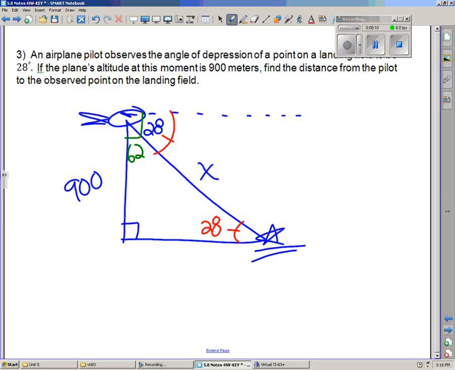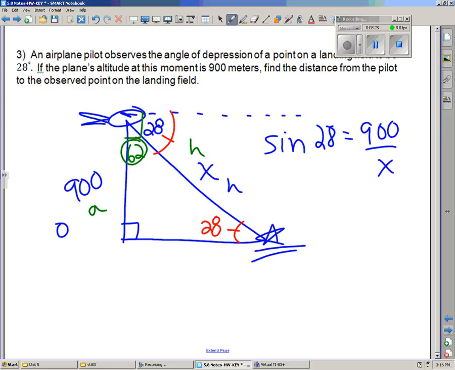If we use the 28, we've got our opposite, we've got our hypotenuse, and we've got a sine again. So sine of 28 equals 900 divided by x. If we use the 62 degrees, we've got adjacent and hypotenuse. And this then would be cosine of 62 equals 900 over x. Either one of these will give you the same answer. You can try it out if you don't believe me.